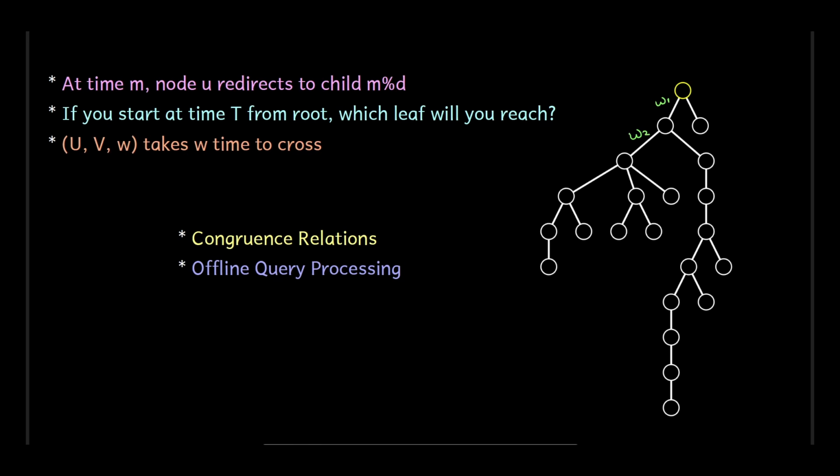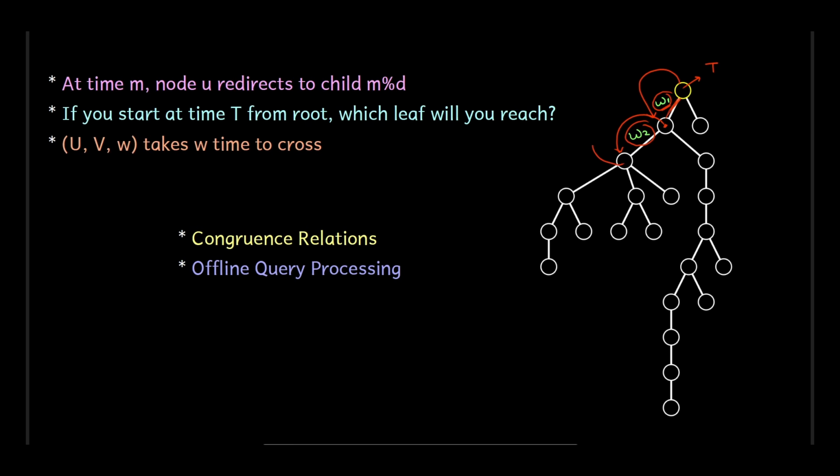This means that if you started your journey at this node at time t and you decided to descend over here, then when you reach over here, the time would be t plus w1 because it takes w1 amount of time to cross this edge. Similarly, when you reach this node, the time would be t plus w1 plus w2, because to cross this edge you take w1 time and to cross this edge, you take w2 time.